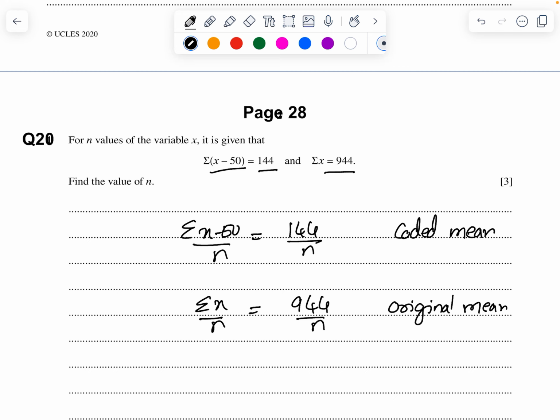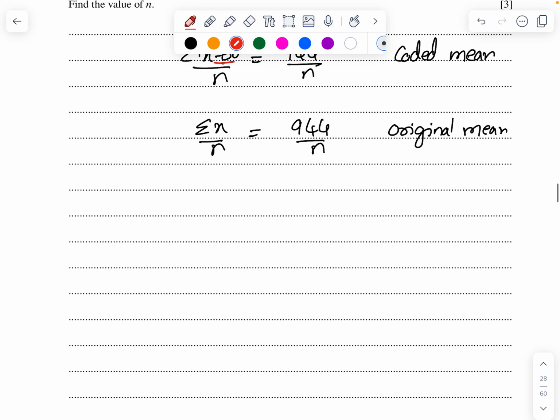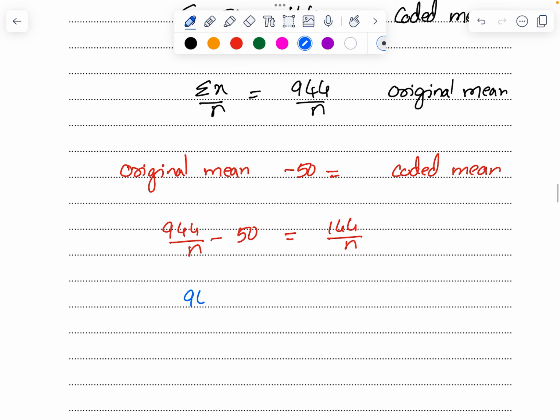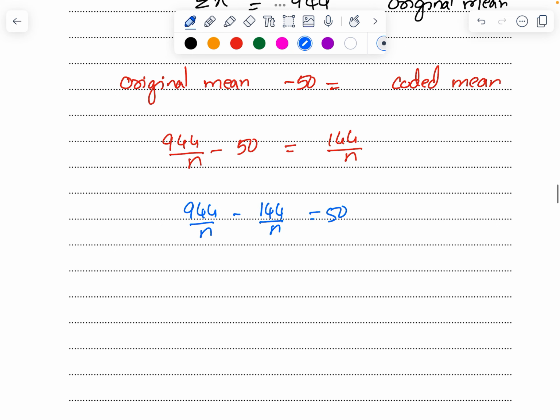So what was the coding followed over here? Coding followed is minus 50. So original mean minus 50 equals coded mean. So 944 upon n minus 50 equals 144 upon n. So 944 upon n minus 144 upon n equals 50. 800 upon n equals 50. So n equals 800 upon 50. n equals 16. That's going to be the answer.